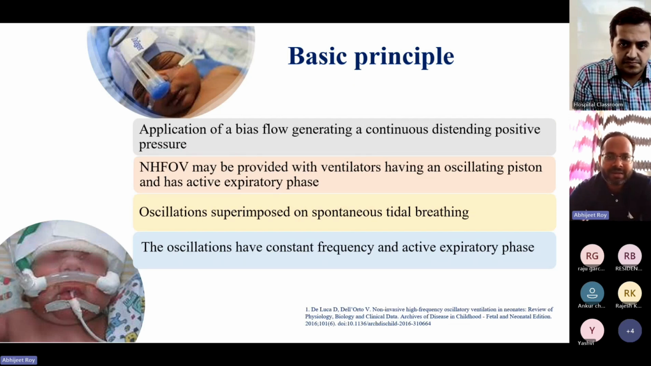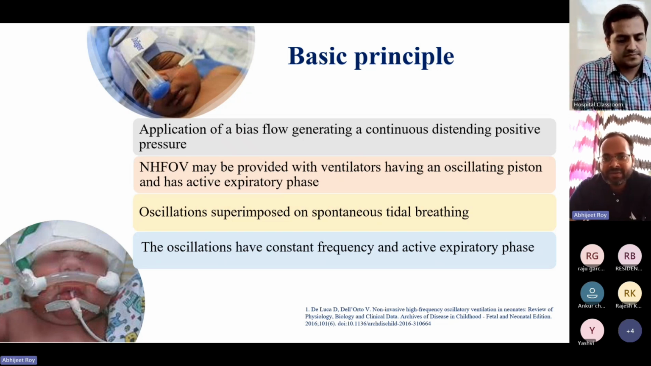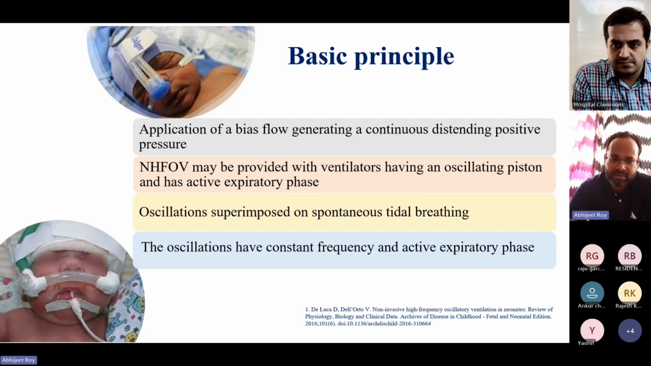So the basic principle is that there is a bias flow generating a continuous distending positive pressure. It may be provided with ventilators having an oscillating piston and an active expiratory phase. Oscillations are superimposed on spontaneous tidal breathing. So the babies are breathing spontaneously and there is no need for synchronization. Then, as in invasive HFO, it will have a constant frequency and an active expiratory phase.